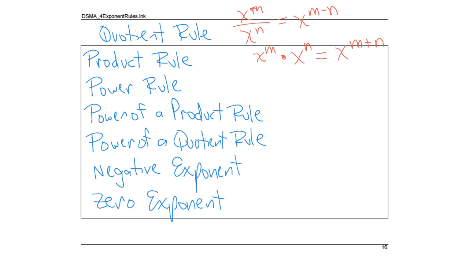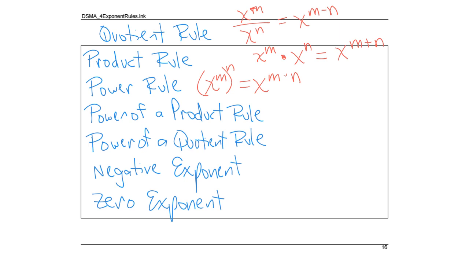Okay, so product rule, we're multiplying variables raised to a power. We're going to add the exponents. Quotient rule, we're dividing variables with an exponent, and so we're going to subtract. Power rule, we're raising a power to a power. When we do that, we actually multiply the exponents. So m times n.